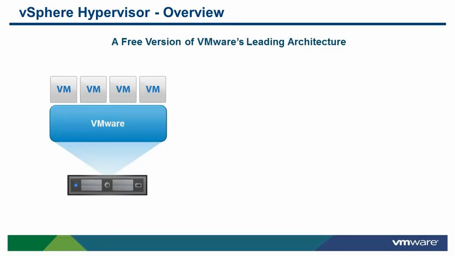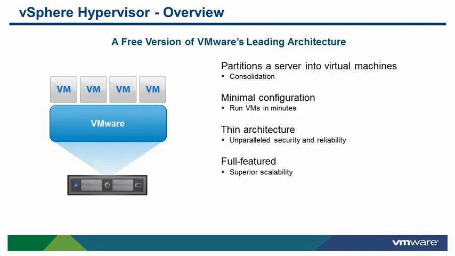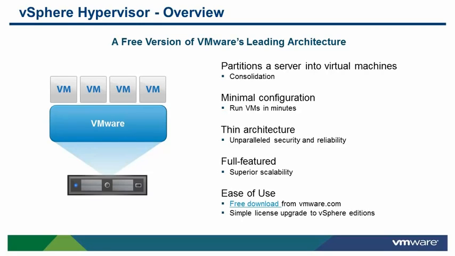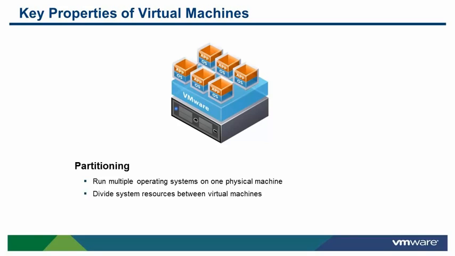vSphere Hypervisor is the free version of VMware's leading class architecture that helps you save money through consolidation, get up and running in minutes, and utilize an extremely thin architecture, requiring only 144 megabytes of space to install. A small disk footprint means reduced attack surface and fewer patches. VMware Hypervisor features superior scalability and manageability, is easy to install and use, and can be upgraded just by changing the license key.